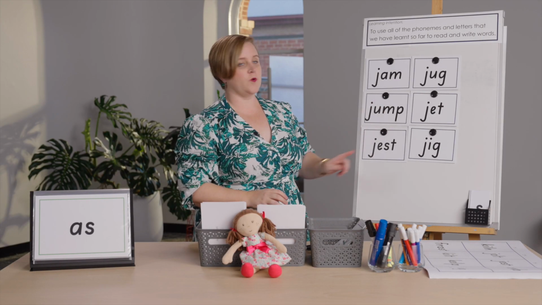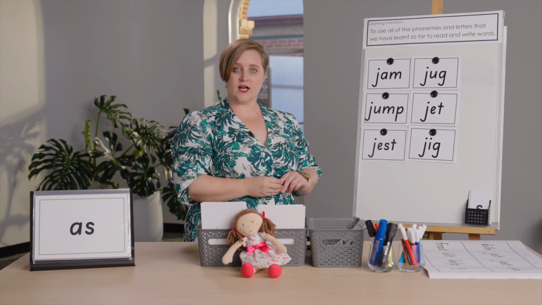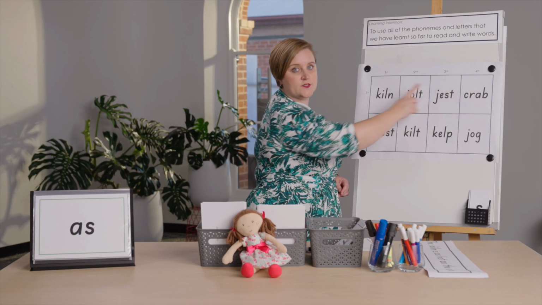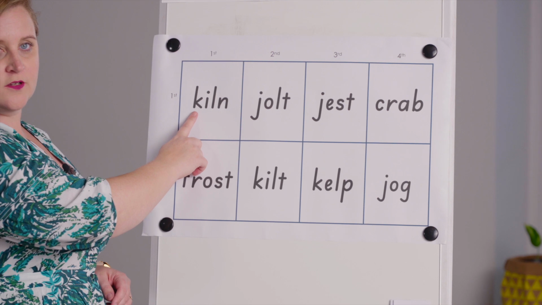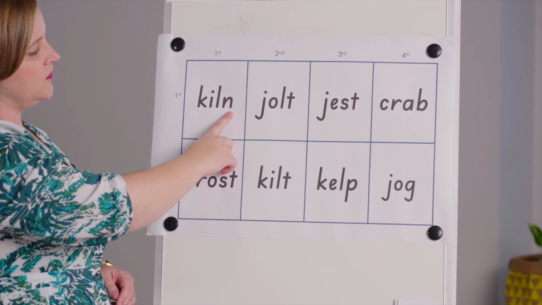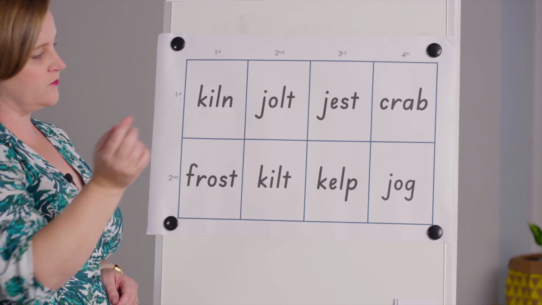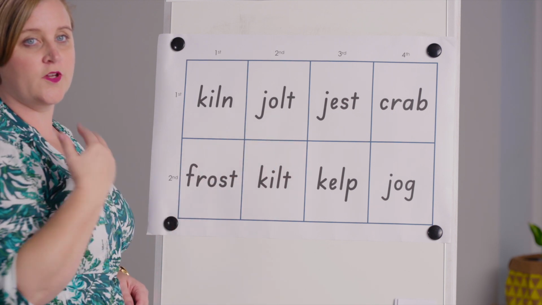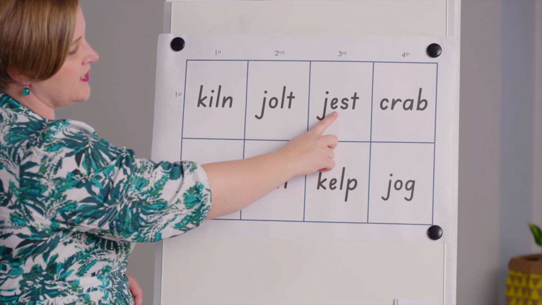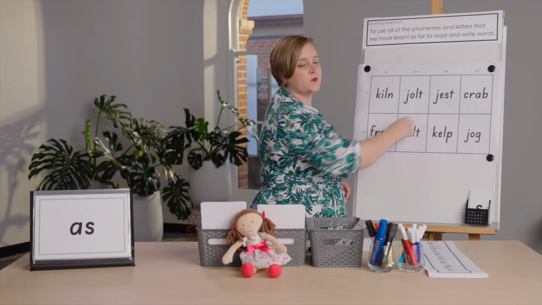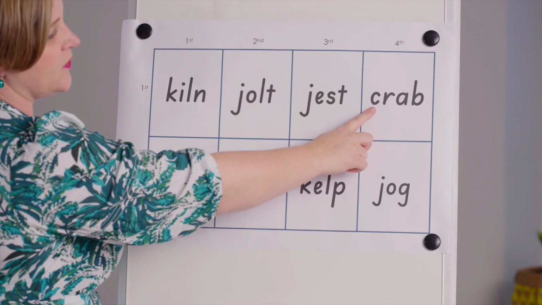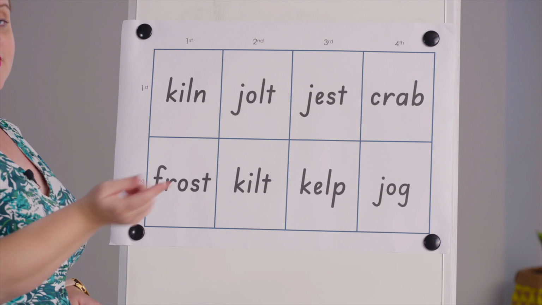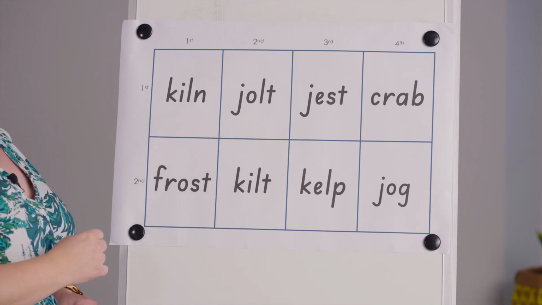I'm going to clean the words off the board and get ready for our words to read chart. Let's read some of these words together. We'll start off with the first row. Are you ready? The first word, K, I, U, N. Kiln. What word? Kiln. Next word, J, O, U, T. Jolt. What word? Jolt. J, E, S, T. Jest. What word? Jest. The last word, K, A, B. Crab. What word? Crab.